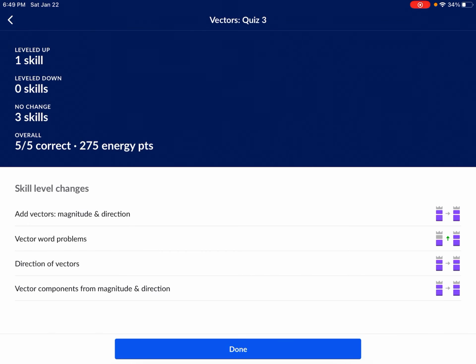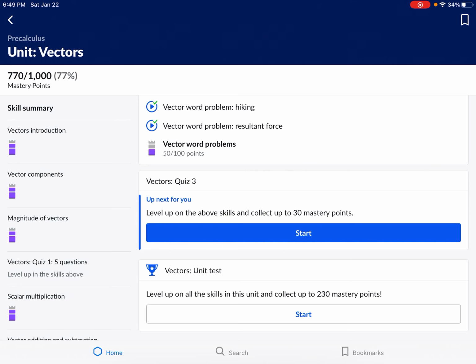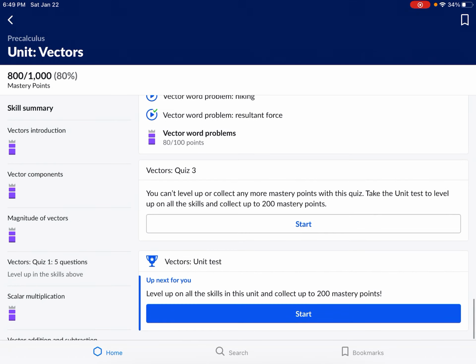And that's quiz 3 of unit 6. Finally got the vector word problems up. On to the unit tests now.